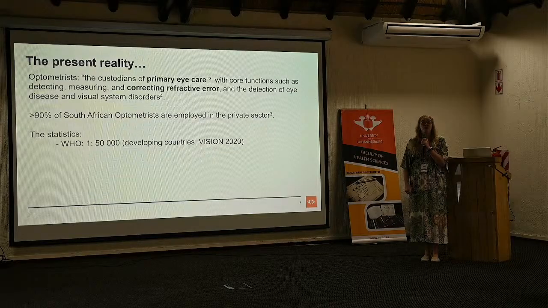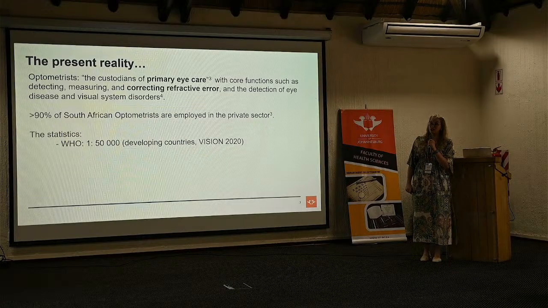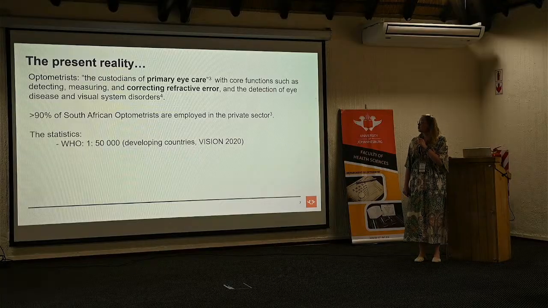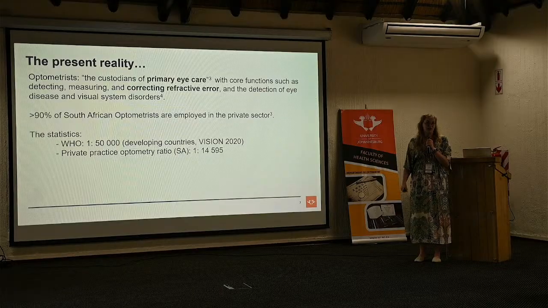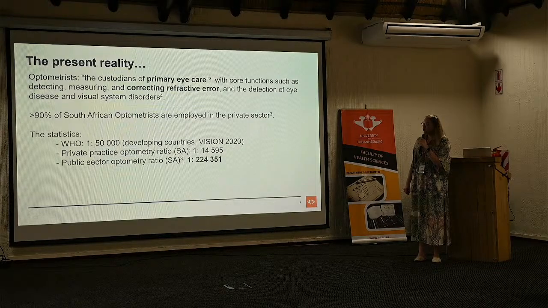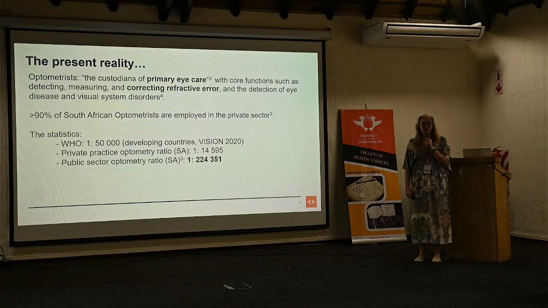They said that there should be one ophthalmologist for every 250,000 people, one ophthalmic trained nurse for every 100,000 people, and one refractionist or optometrist in South Africa for every 50,000 people. In the private sector, this looks beautiful. There's one optometrist for every 14,500 people. This is almost on par with developed countries. However, of the 4,318 optometrists employed in our country, only 226 of them work in the public sector, which changes that ratio to one optometrist for every 224,000 people.